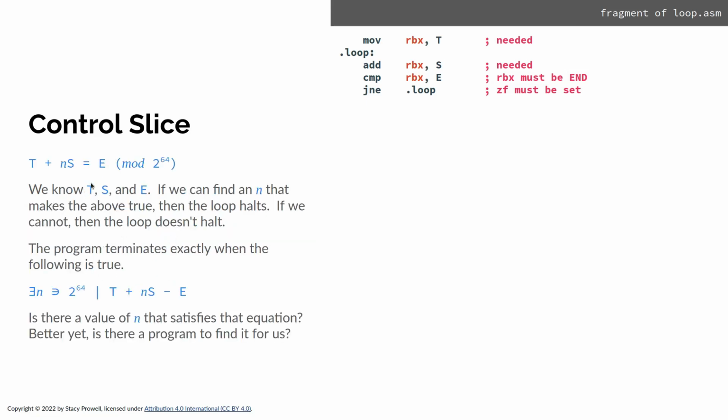So we know the start, we know the stride, we know the end, and we want to be able to find an N that makes the above true when the loop halts. And if we can't find that, then maybe the loop doesn't halt, right? Maybe it runs forever. So another way of saying this is the program terminates exactly when there exists an N such that 2 to the 64 divided by this. So is there a value of N that satisfies the equation? And even better, it would be great if there were a program that could find that value for us. So keep all that in your head too.